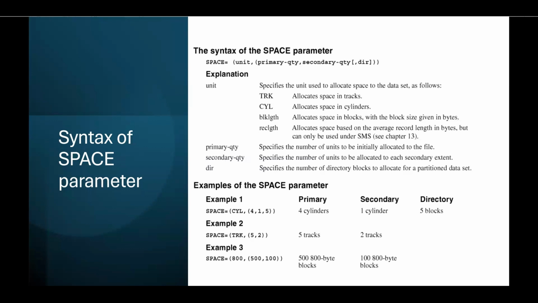So once we are done using all our primary quantity values, then we have the secondary quantity, and there we also have the extents of secondary quantity, as I already mentioned in the last slide. For normal PS and PDS members, we have 15 extents of the secondary extent values. The next one is the directory, which specifies the number of directory blocks to allocate for a partitioned data set.